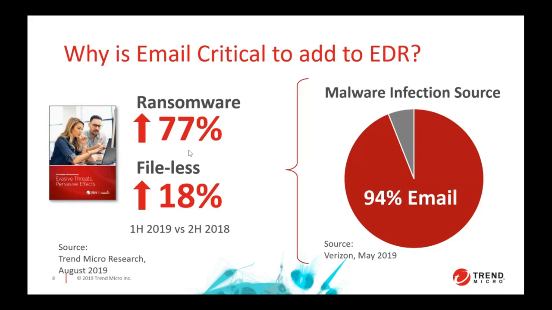If you go deeper, you will find out what the major sources of attacks inside the mail are. For example, the phishing attack. It leads to account takeover and malware propagation, and from there they steal credentials and everything. Ransomware attacks and fileless attacks are also increasing. There is a comparison given on the left side from the Trend Micro research team. In H1 2019, there was a 77% increase in ransomware attacks and an 18% increase in fileless attacks.